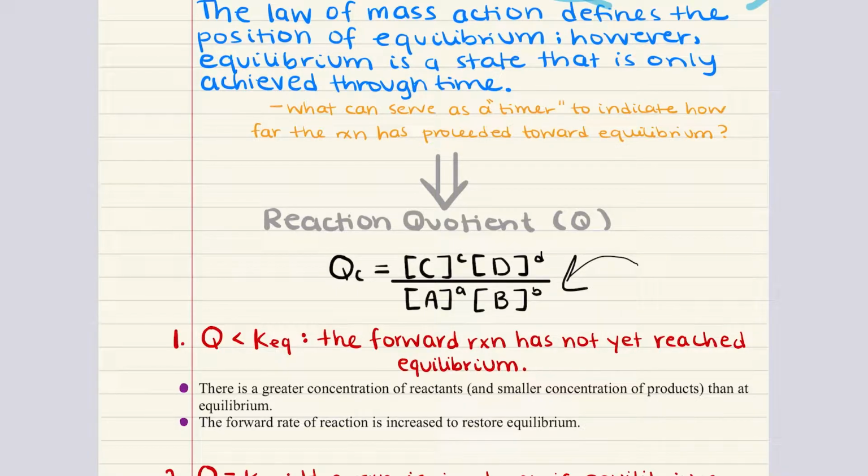Now, this equation looks identical to the equation for the equilibrium constant, but the information it provides is different. While the equilibrium constant is calculated only at equilibrium, Q, the reaction quotient, can be calculated at any time. The concentrations used to calculate Q change over time as the reaction proceeds. So Q provides a snapshot of where the reaction is at a specific point in time, whereas the equilibrium constant K describes the end state of the reaction.